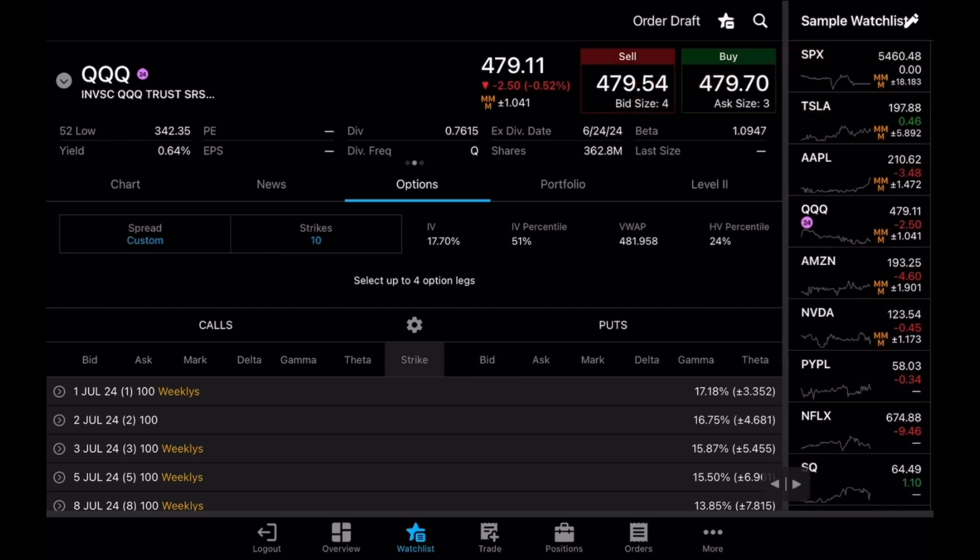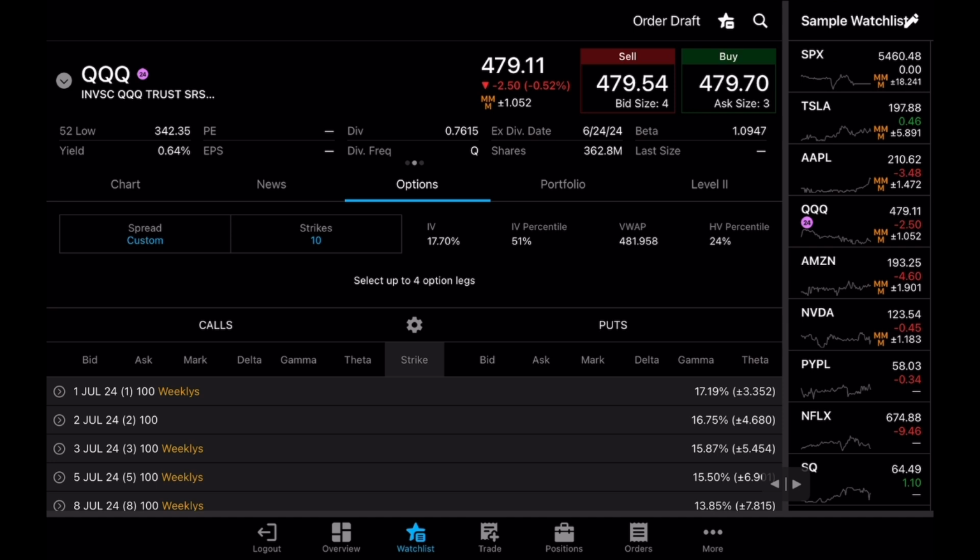So again, the first thing to always note is what is the current share price of the stock or ETF. So in this case, QQQ is trading for 479.11. So that's the important thing we need to know. Now, if you just wanted to place an order just to buy QQQ on itself, you wouldn't need to go under options, okay?